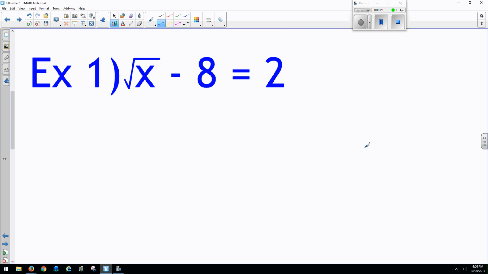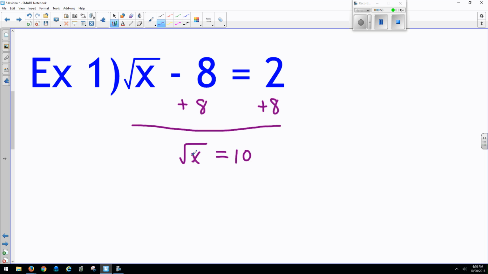So take a look at example 1. First step, again, is to get the radical by itself. So I'm going to add 8 to both sides. This is kind of similar to an absolute value equation, where you get the absolute value by itself first and then go from there. So this gives me the square root of x is equal to 10.